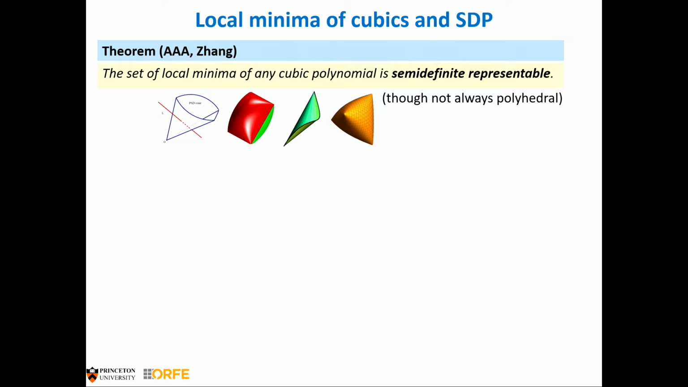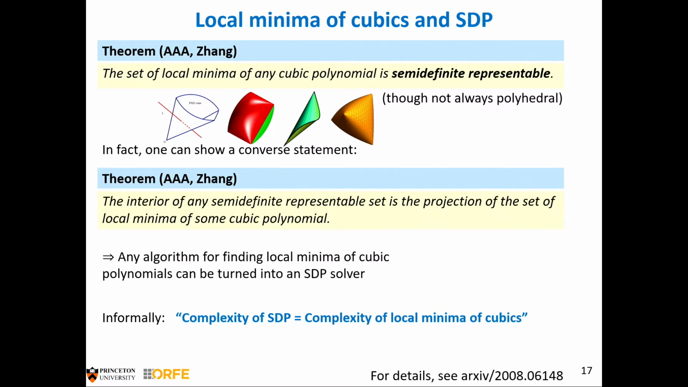In fact, we showed that the converse of this theorem is true: if you have any semidefinite program, the feasible set of the semidefinite program is a projection of the set of local minima of some cubic polynomial. And the construction of the cubic polynomial is explicit and takes polytime. So if you give me an SDP, I can write down a cubic polynomial whose local minima correspond to the feasible set of that SDP.